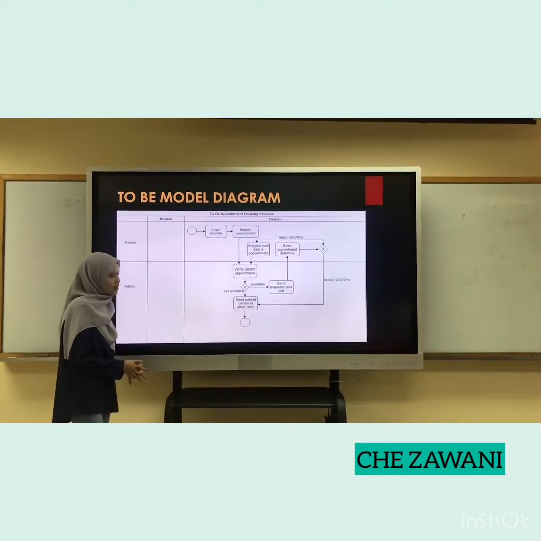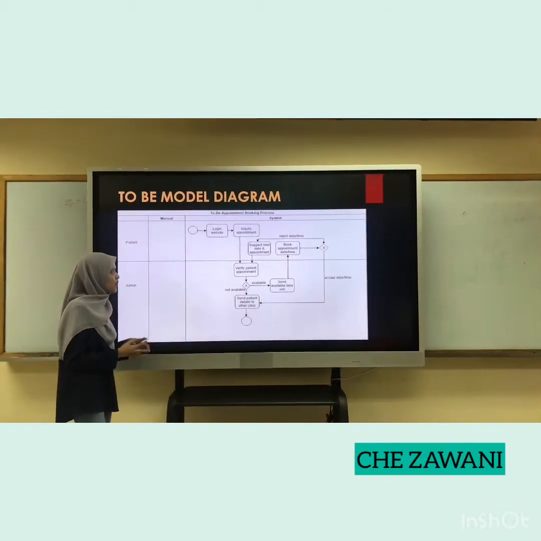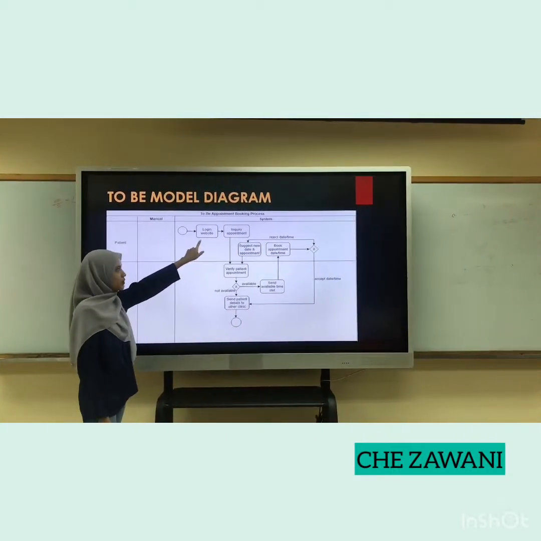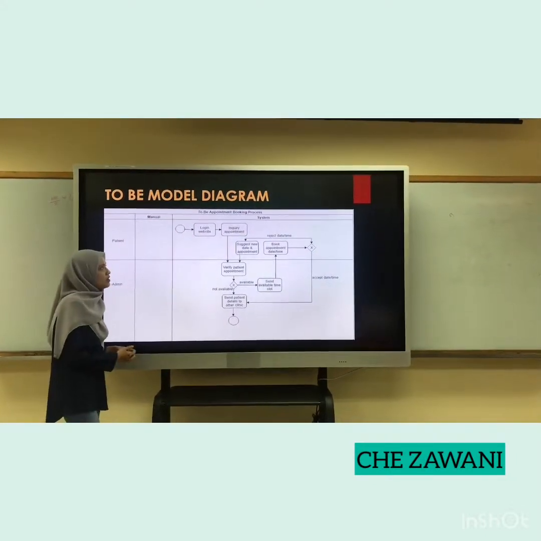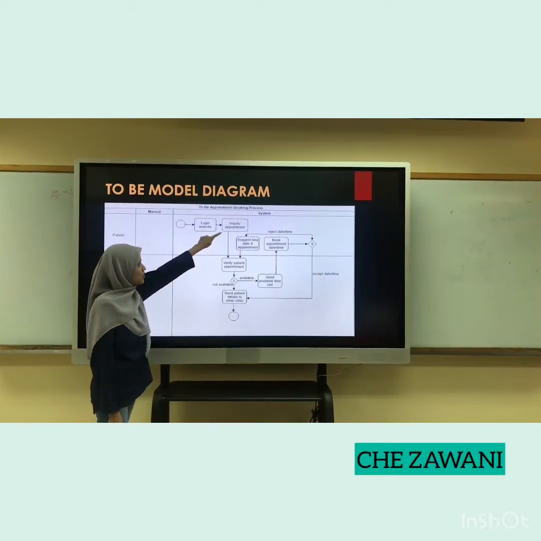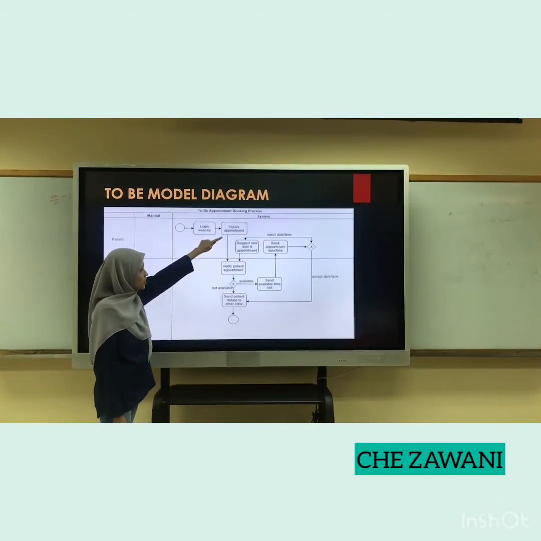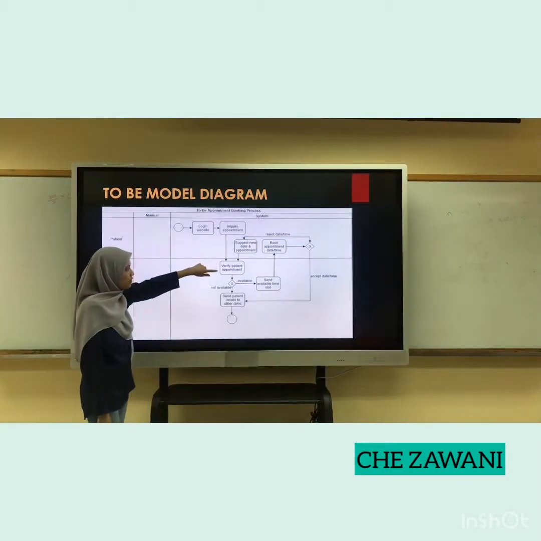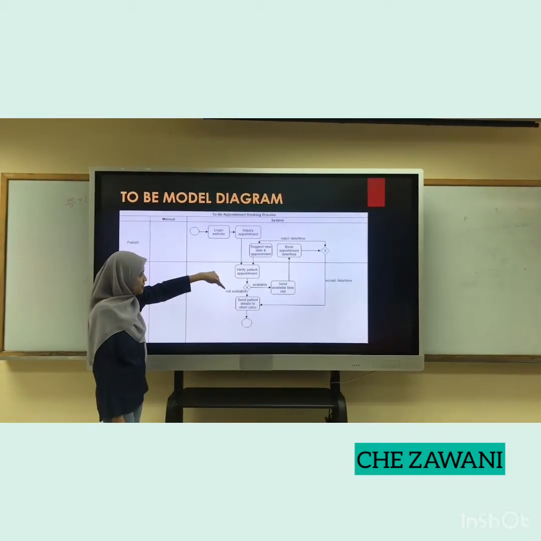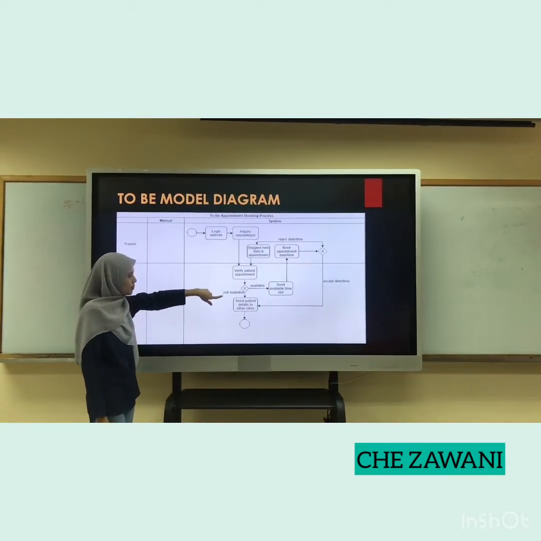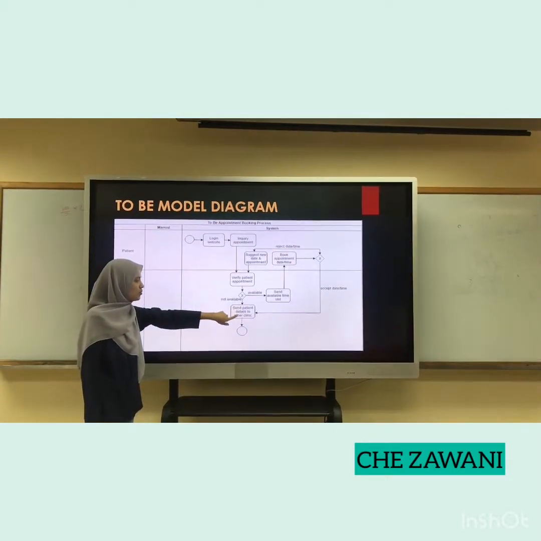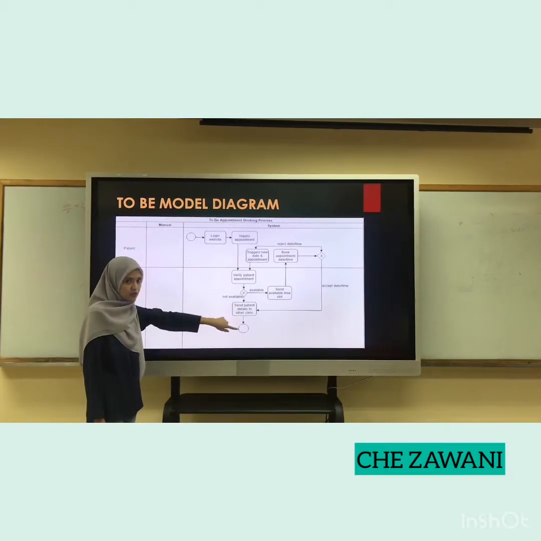Okay. First, if the patient wants to use the system, they have to log in to the website. This is the first step. And then after logging in, they will inquire about the appointment. After the inquiry, the patient appointment will be verified. And if the slot is not available, they will send the patient detail to the other clinic, and then the system will stop.